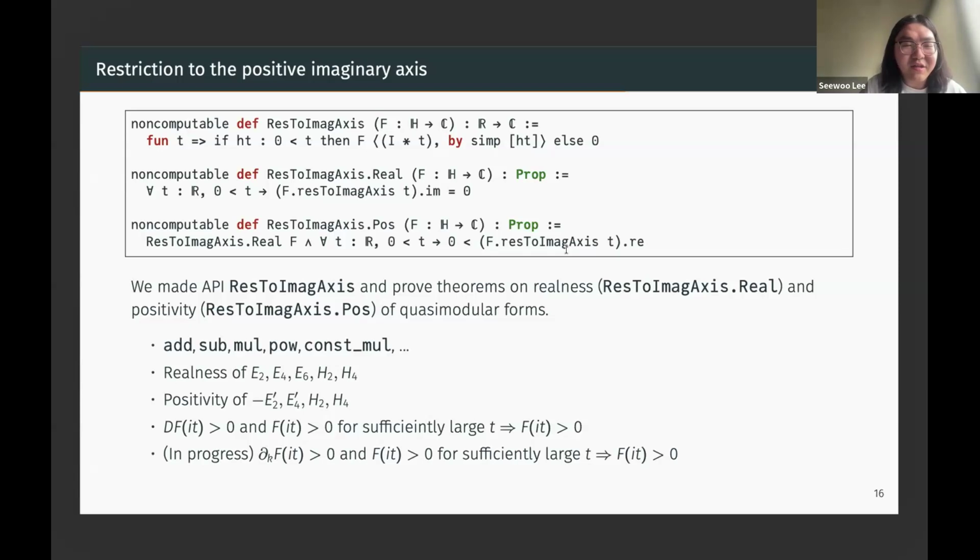And there are some auxiliary theorems, where if the derivative is positive and f itself is positive for large t, then f itself should be positive. And there's also a lemma in progress where, if the third derivative is positive, then f itself should be positive. There are certain conditions.